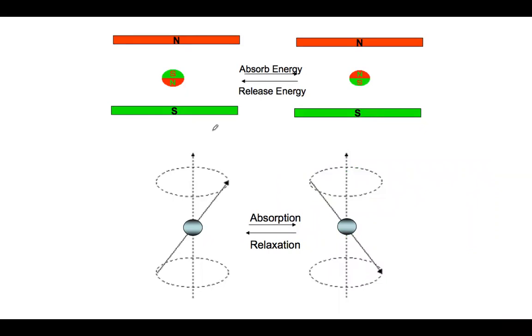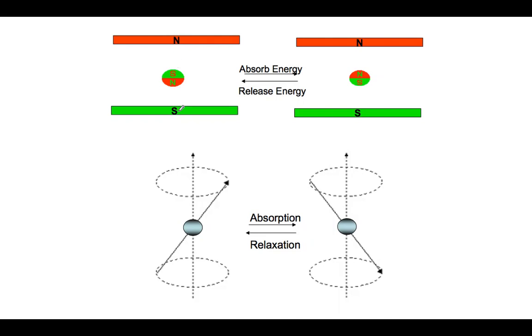Here is just another diagram of what we've been talking about. Here it is depicted as kind of like a traditional bar magnet, where we have our lower energy state on the left-hand side, where our nucleus has its dipole aligned with the magnetic field. So you can see it goes south is aligned with north, north is aligned with south.